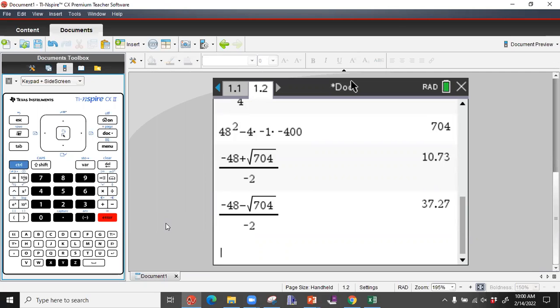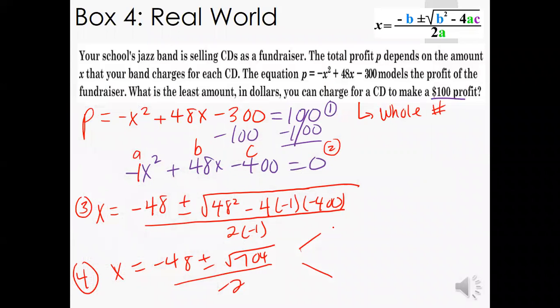Yes, but it wants to know what's the least you can charge. So what is the least we can charge? $10.73. So the least we can charge is $10.73. But are you actually going to have a CD that costs $10.73? So we would sell this at $11. Round it up.